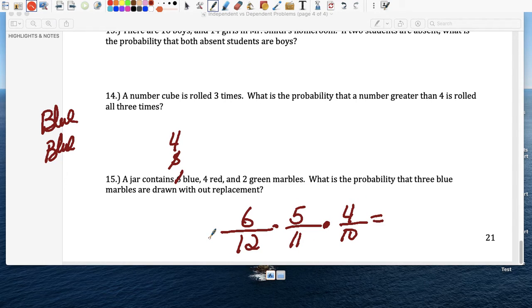So that's pretty much it. Not that complicated. So just be careful with independent and dependent. Okay?